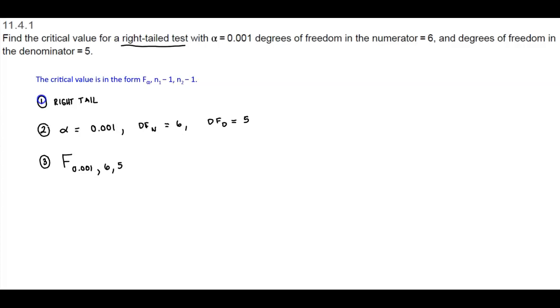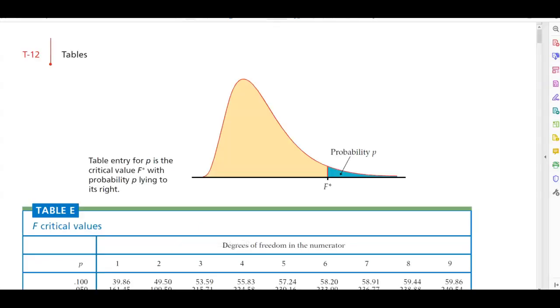We're going to use the F distribution table to look up the critical value, making sure to use the correct column and row. You can download this table at the beginning of the outline for this week, or in the 11.4 lectures. Remember, the degrees of freedom in the numerator is 6 and in the denominator is 5. Let's open up the document.